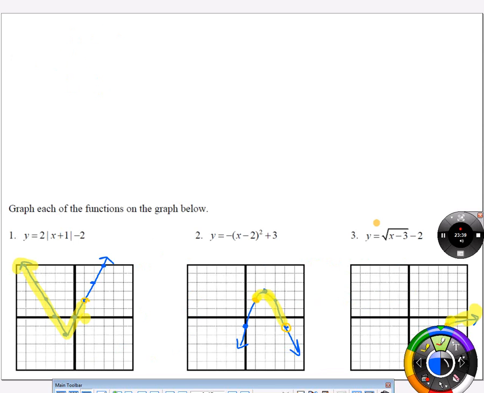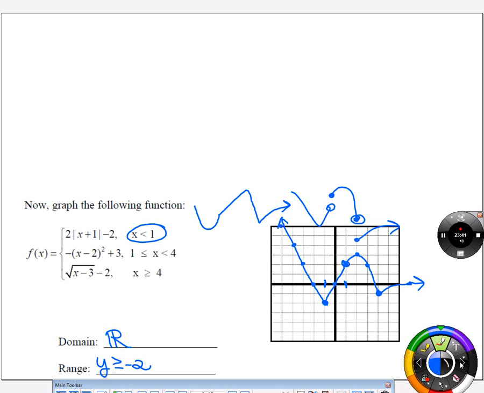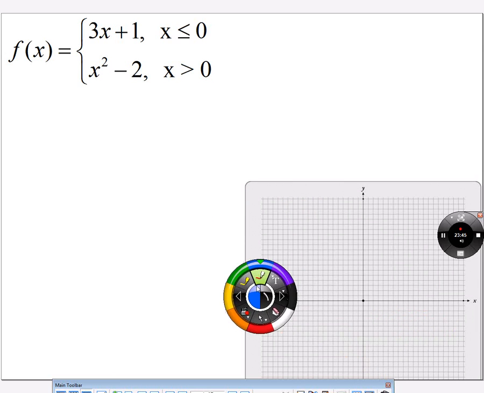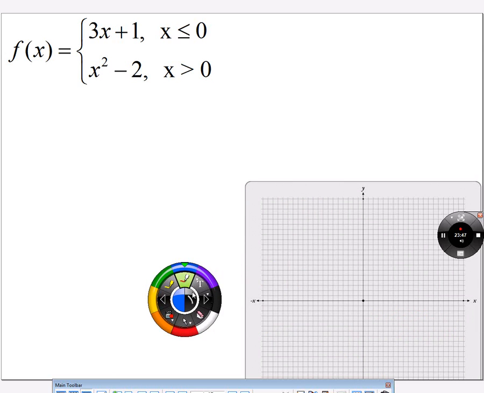All right, so let's try one more graphing example today, and then we'll finish tomorrow. All right, so how many pieces does this graph have? 2 pieces. I've got to graph 2 things. First piece is shaped like a what? 3x plus 1. An mx plus b line. Okay, so first piece is a line. Second piece, x squared minus 2, parabola.